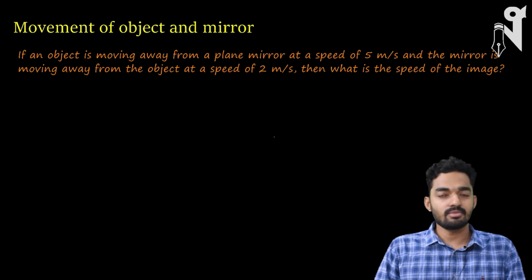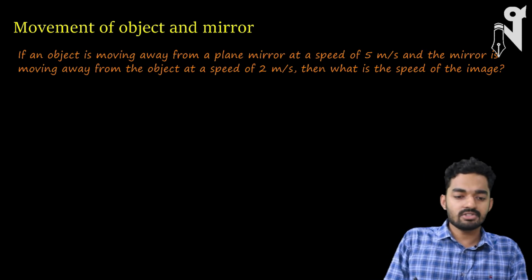Now let's look at a problem. In this problem there is an object in front of a plane mirror, and this object is moving at a speed of 5 meter per second away from the plane mirror, and the mirror is moving away from the object at a speed of 2 meter per second. So we need to find out what is the speed of the image.